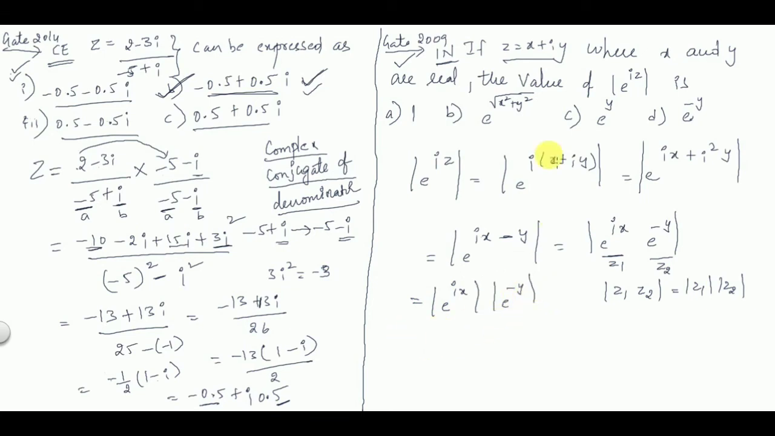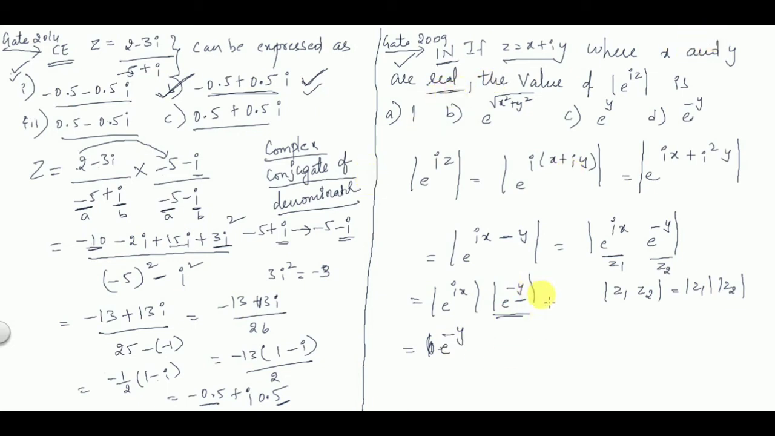And since x and y are real values, modulus of e power minus y becomes e power minus y only, because y is a real number, so no complex term is present. So modulus of e power minus y is equal to e power minus y, because y is a real quantity.